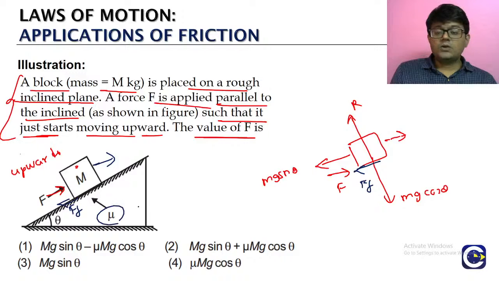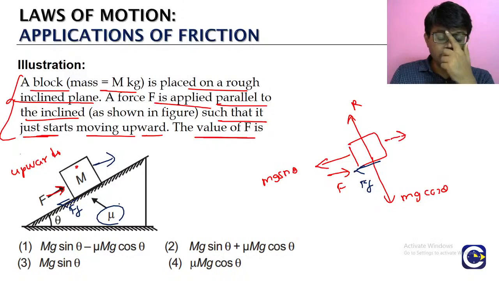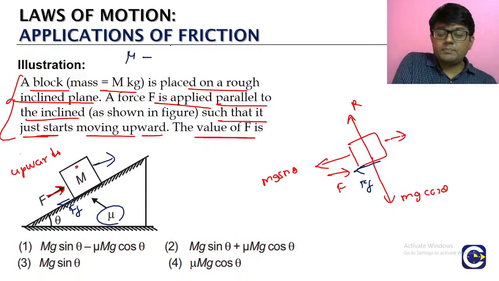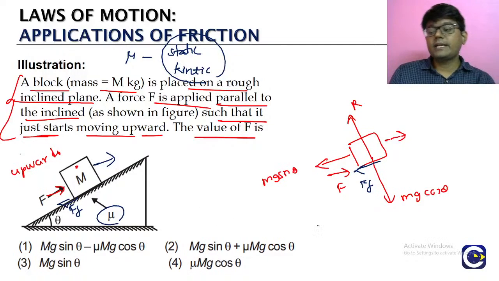Now here the coefficient of friction is represented as mu. Here they are not saying whether this is the coefficient of static friction or the coefficient of kinetic friction. Remember what I said? If they just give a mu value, then in those problems we have to assume that this mu represents both the static as well as kinetic, and we have to accordingly take the value.